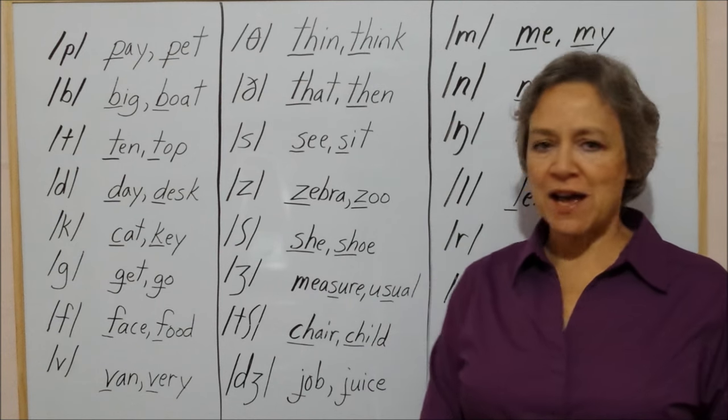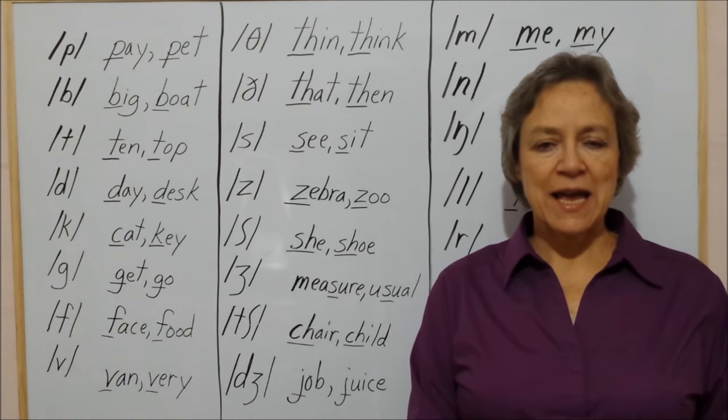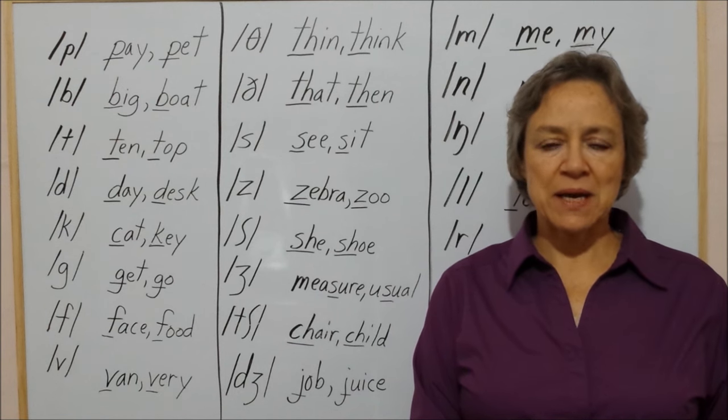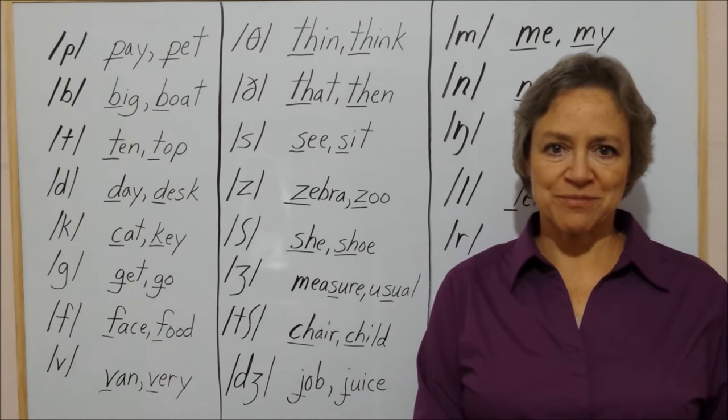Okay? So here we have the 24 consonant symbols and some keywords that make the sound of each of those symbols. Okay.